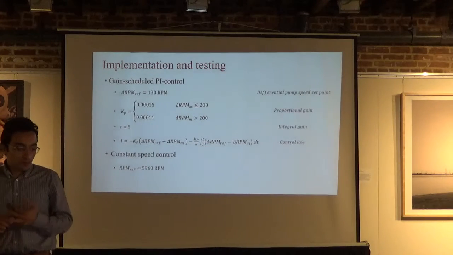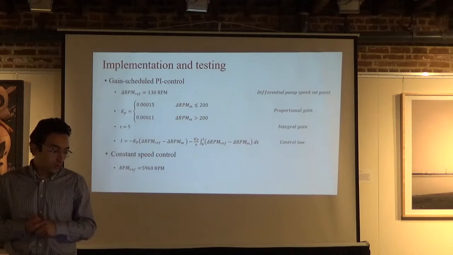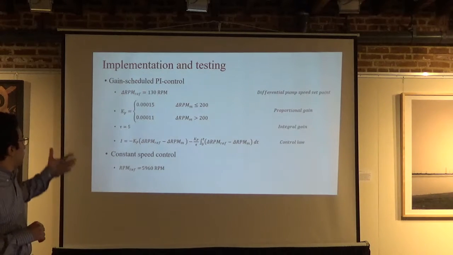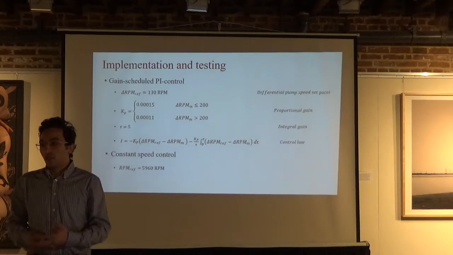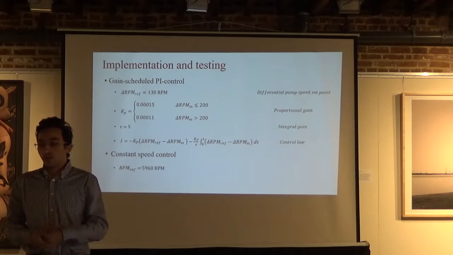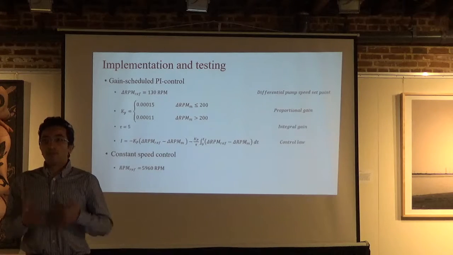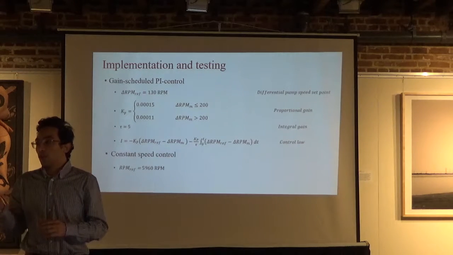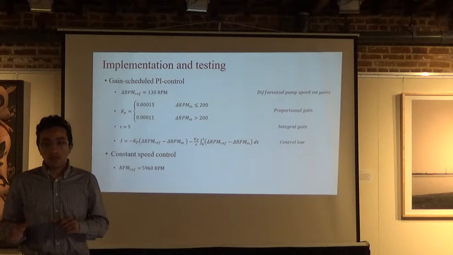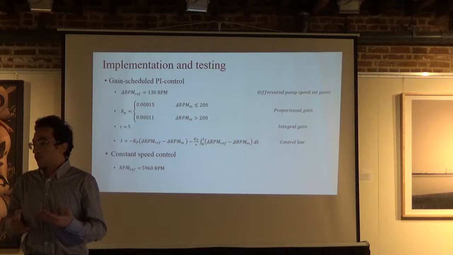So we implemented this algorithm using a gain schedule PI controller. As you can see here, these are the different parameters. We said one reason why we had to use gain schedule control instead of a normal PI controller is to account for the susceptibility of the right ventricle to suction. So once the delta RPM falls below a certain value, you want to artificially increase the preload sensitivity of the ventricle and the pump.